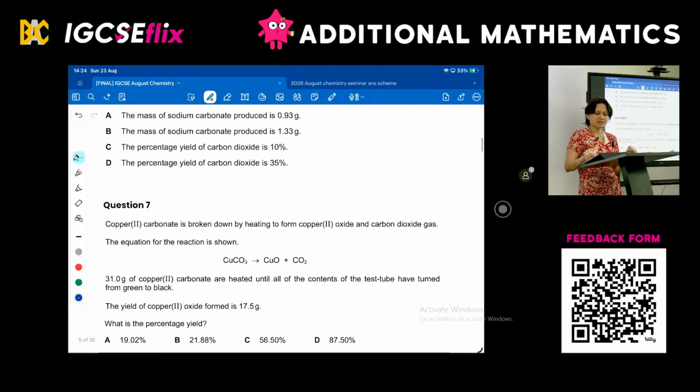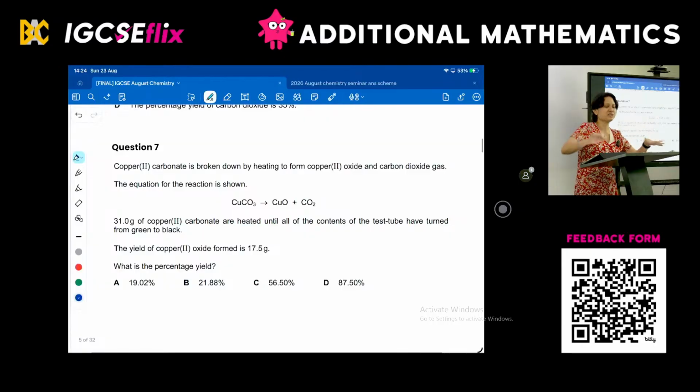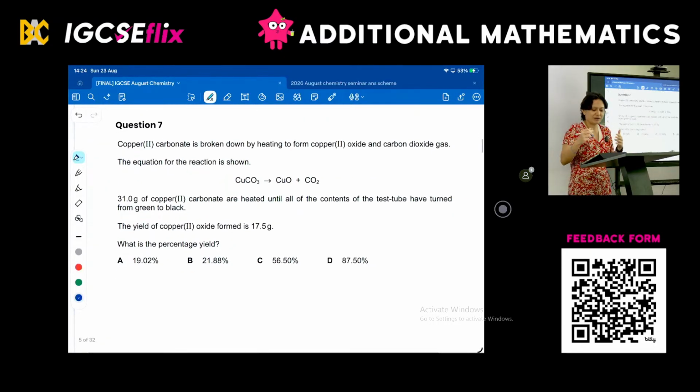Maybe I teach you question 7 first. Sorry, you all feel very stressed. The concept of percentage yield. Teacher, where is this in my syllabus? It's just that it's not very often asked. But percentage yield, they still ask you.